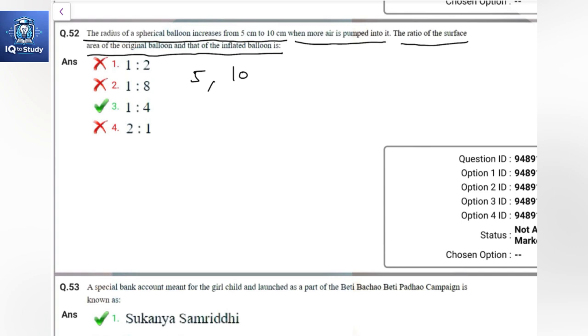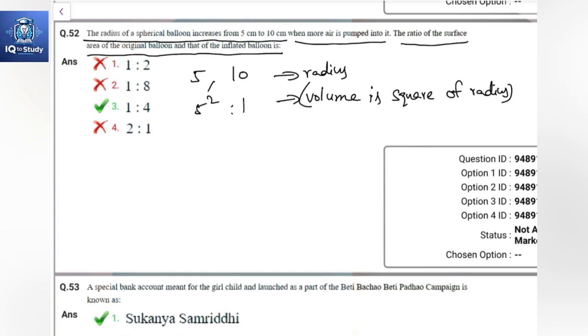We know that area is always in the ratio of squares. So, if this is the radius, then the area will be the square of the radius. So it becomes 5 square is to 10 square, which means 25 is to 100, that implies 1 is to 4. So option 3 is correct. So the ratio of the surface area of the original balloon and that of the inflated balloon is 1 is to 4.